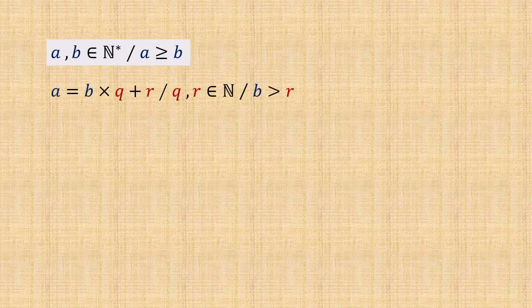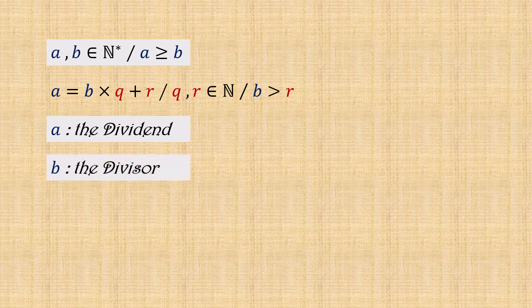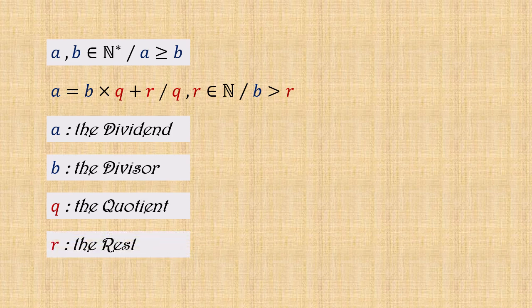Let's consider two natural numbers, a and b, different from 0, such that a is greater than or equal to b. We call Euclidean division of a over b the writing a equals b times q plus r, such that q and r are natural numbers and r is strictly lower than b. In this case, a is called the dividend of this division. b is called the divisor. q is called the quotient. And r is called the rest. But be careful, in order for this division to be considered Euclidean, r must be strictly lower than the divisor b.